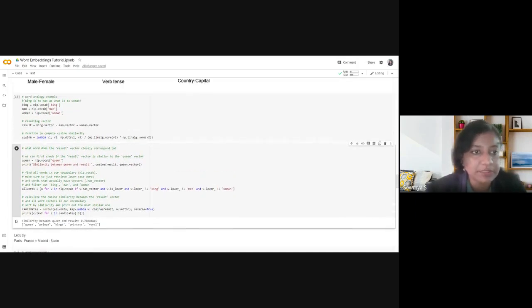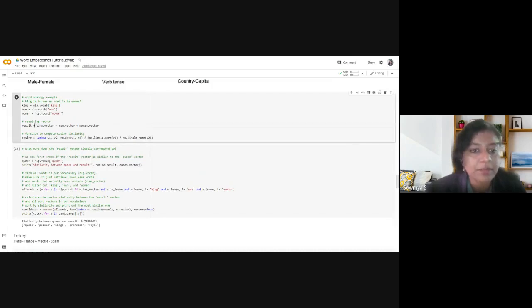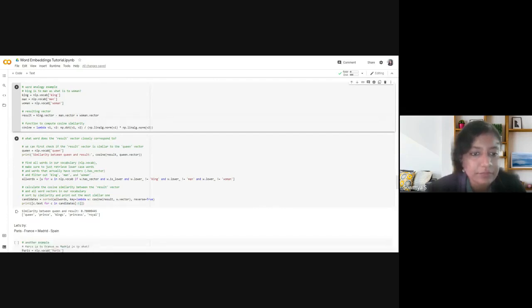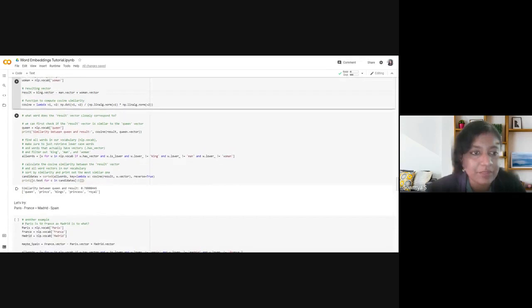So we computed result here, which was king minus man plus woman, and then we retrieve all the words that are closest to result. The reason we are removing king, man, and woman is, of course, because they are in this representation. And again, we have printed the first five. What are the top five? So we can see queen, prince, king, princess, royal, and so on.